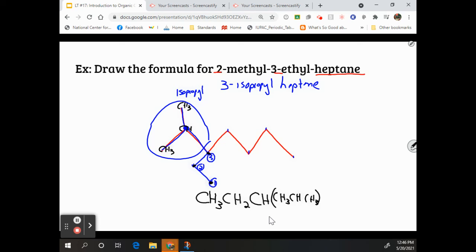And then I would come here. Carbon 4 would be a CH2. Carbon 5, CH2. Carbon 6, CH2. And carbon 7, CH3. And that would be the way to write the formula for this particular alkane. Again, practice on these would be the way to get used to them.